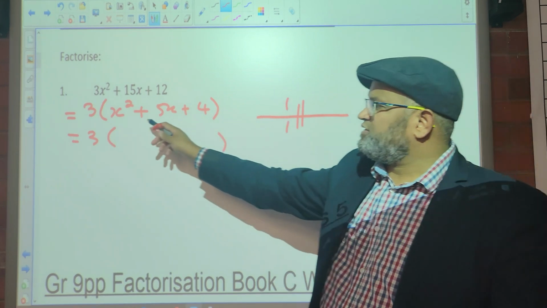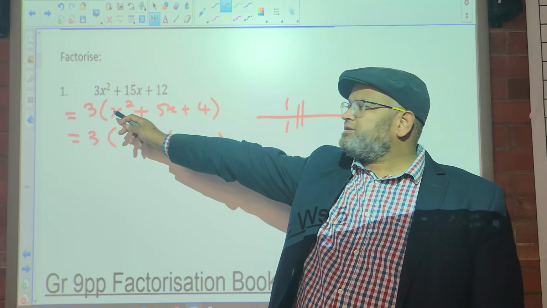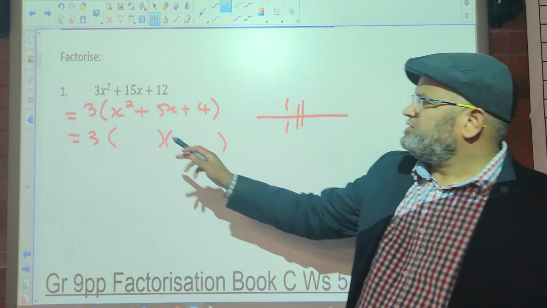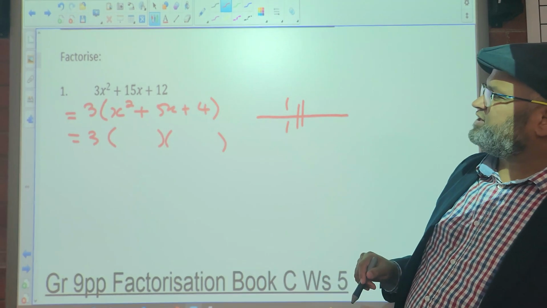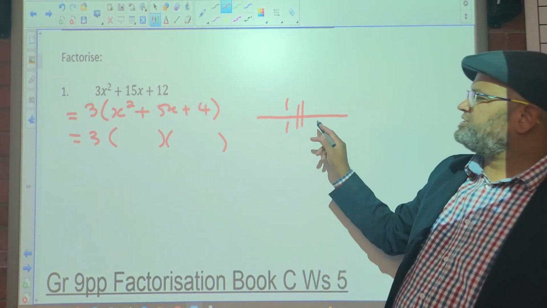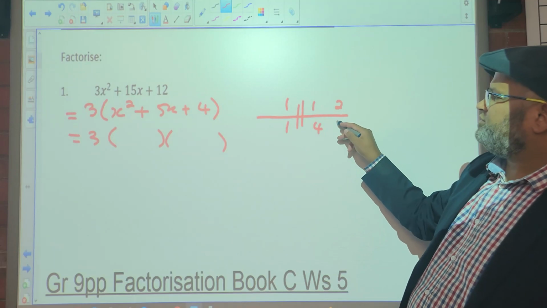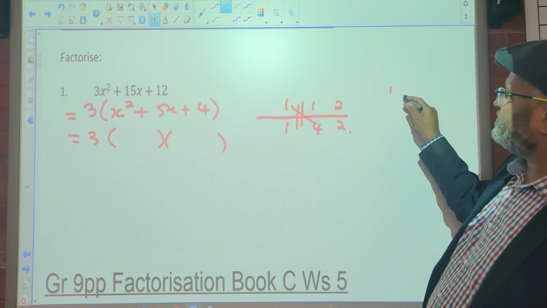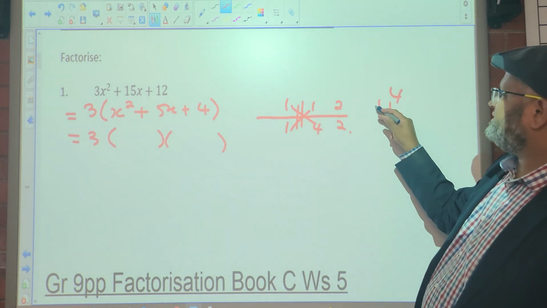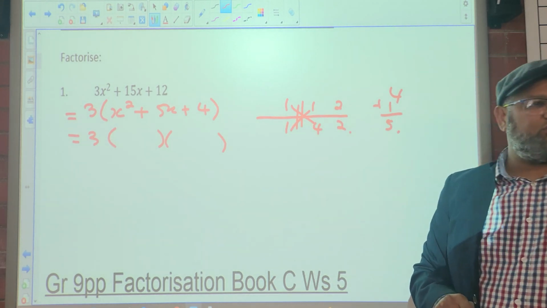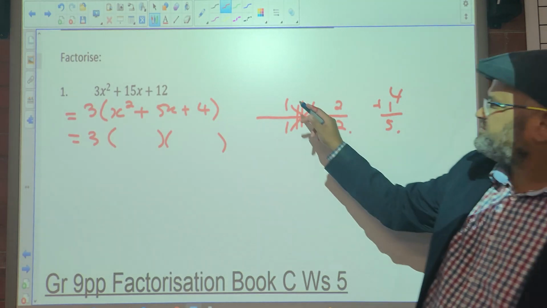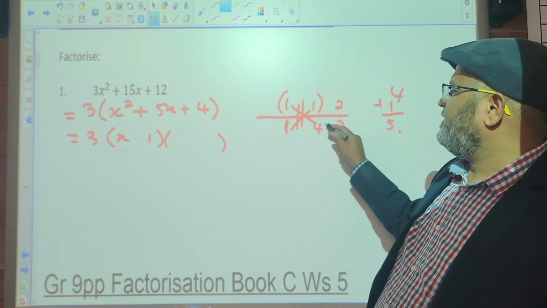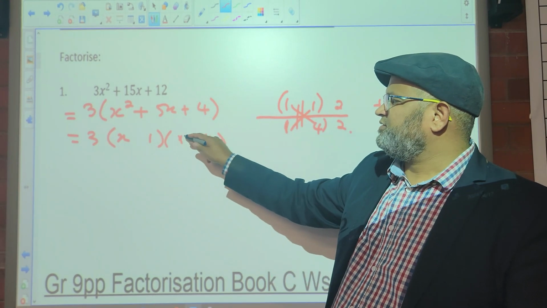1 and 1. Now we're going to look at the coefficient of x squared, not so? The coefficient of x squared is 1, so it's 1 and 1. For 4 it's 1 and 4, 2 and 2. We add and subtract our products. 1 times 4 is 4, 1 times 1 is 1. We add it, we get 5. What are we looking for? 5. So it goes x and a 1, x and a 4.